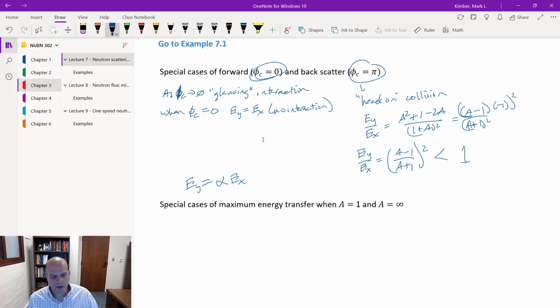This is just a parameter that you might see a couple more times throughout the semester, but what it represents is the best we could ever do, right? The best we could ever do is a head-on collision, and this now is a very concise way of predicting that decrease in kinetic energy as a function of just A, just that mass number of the target.